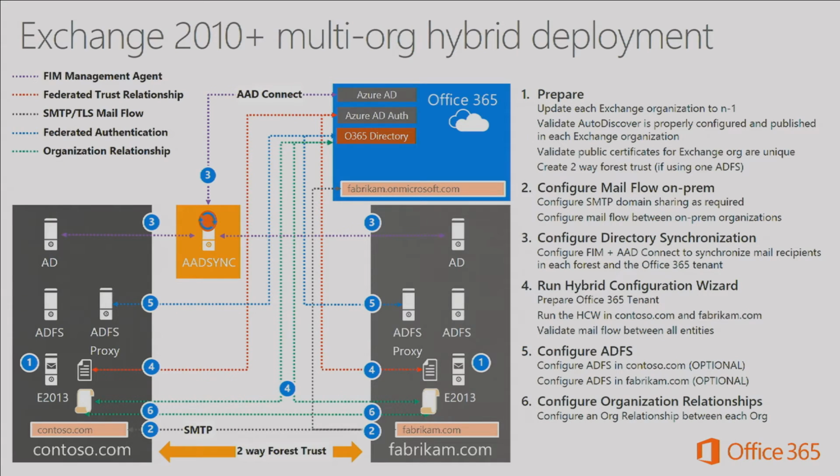Okay, and one other step I almost forgot about was configuring your organization relationships. We, by default, do configure your org relationships between on-prem and the cloud, but if you want to share free busy between the two on-premises organizations, you likely already had it configured, but if you didn't, you have to manually configure the org relationships between Fabrikam and Contoso, because again, we don't set up that relationship. We only set it up between on-prem and the cloud.